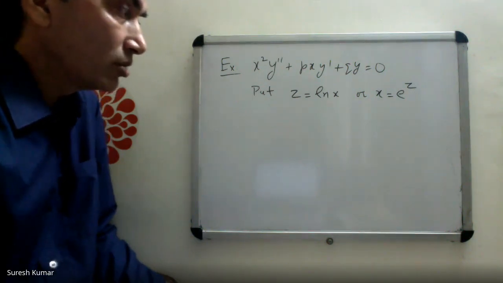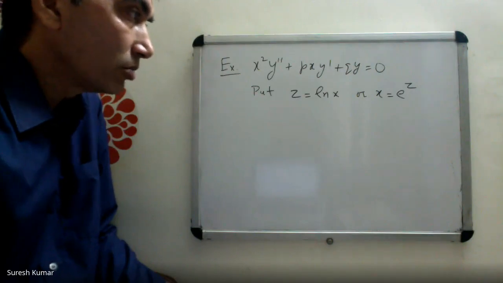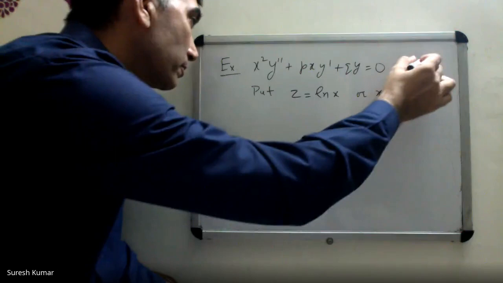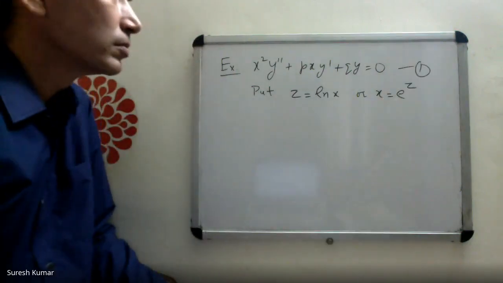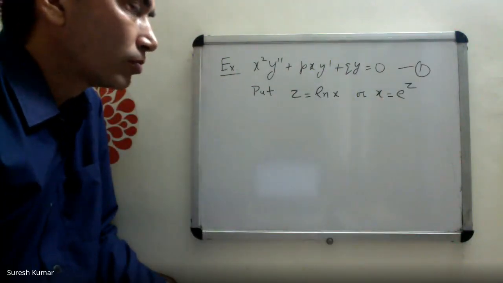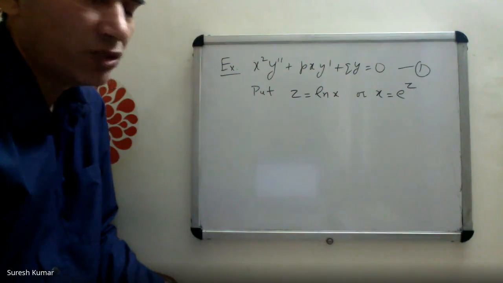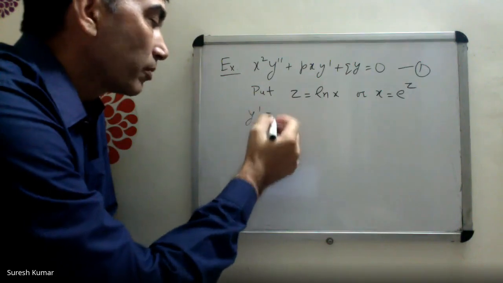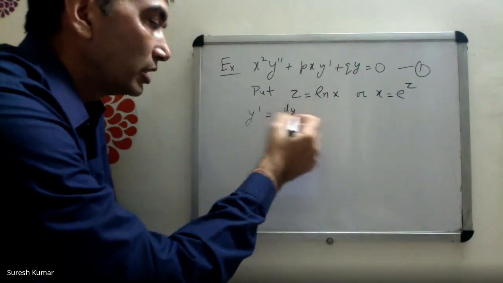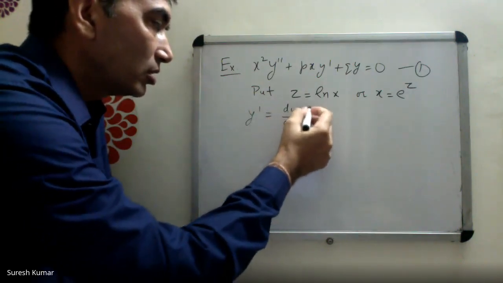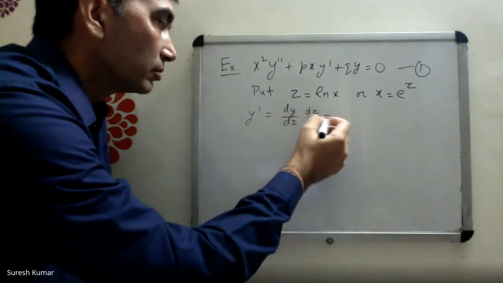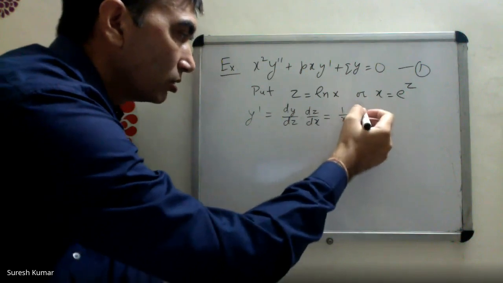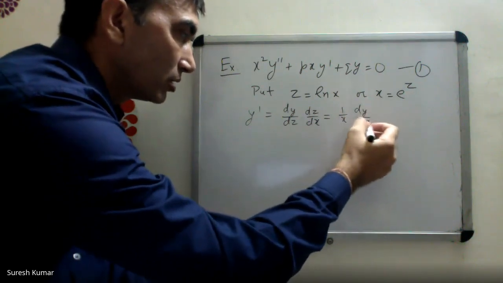If I use z equal to ln x or x equal to e power z, what is the transformed equation? Way of transformation is same as I discussed earlier. y prime is dy over dx, that you can write dy over dz into dz over dx. In your case, dz over dx is 1 over x. So 1 over x dy by dz.